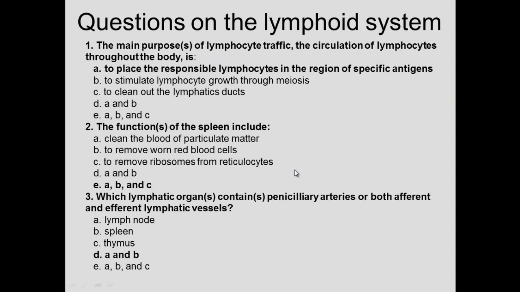We have a couple questions. The main purpose of lymphoidal traffic, the circulation of lymphocytes throughout the body, is to place the responsive lymphocytes in the region of specific antigens. Remember that you had to have a specific response, and you have to get the antigen and the reactive cell together, and that's part of the circulation. To stimulate lymphoidal growth, no. Meiosis, of course not. To clear out lymph ducts, no. So the answer is A.